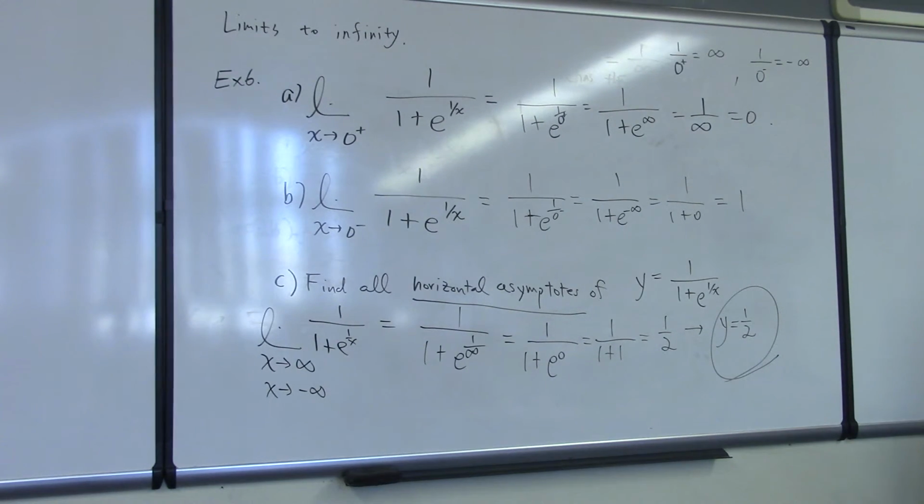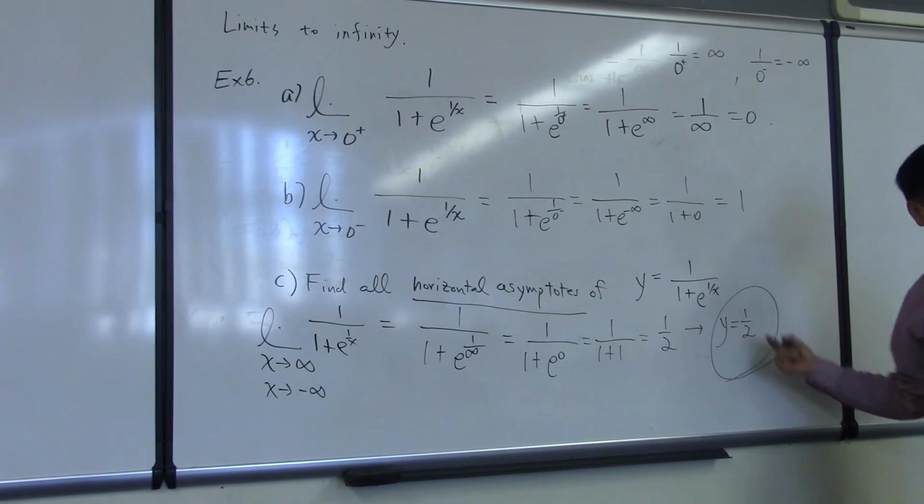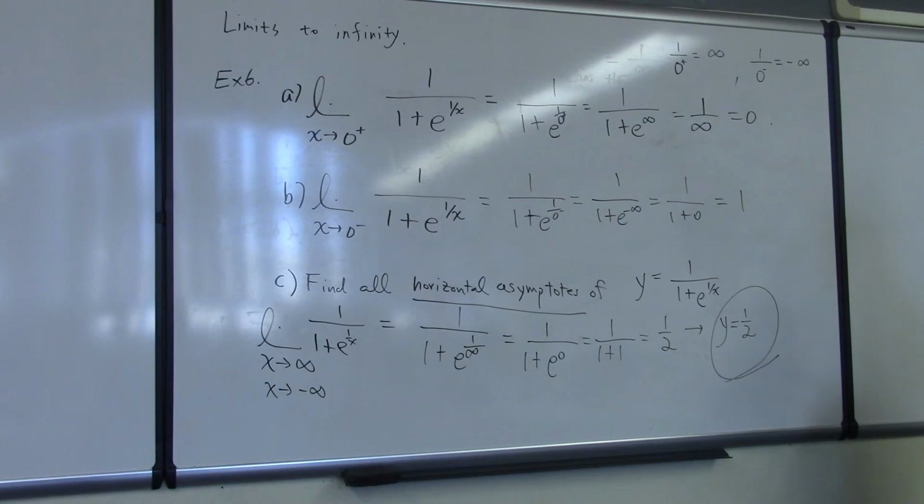Yes? You said that if we set it equal to negative infinity and it doesn't equal the positive... If you get a second value that's not equal to this, then you get another horizontal asymptote. Yeah.